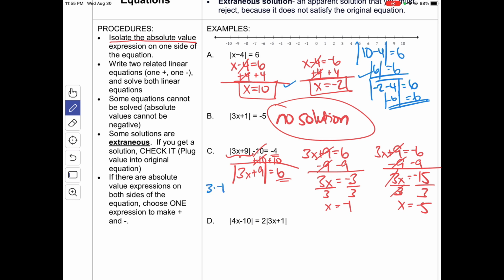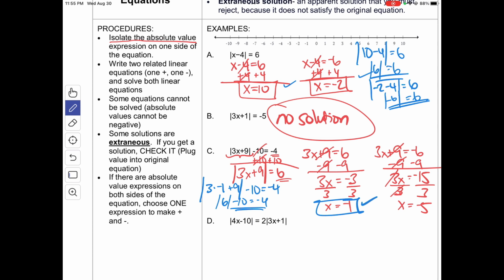3 times negative 1 plus 9, and that should all be in absolute value symbols, minus 10 equals negative 4. And when you plug that in to check it out, 3 times negative 1 is negative 3, plus 9 is 6, and 6 minus 10 is negative 4. So this value of x checks out.